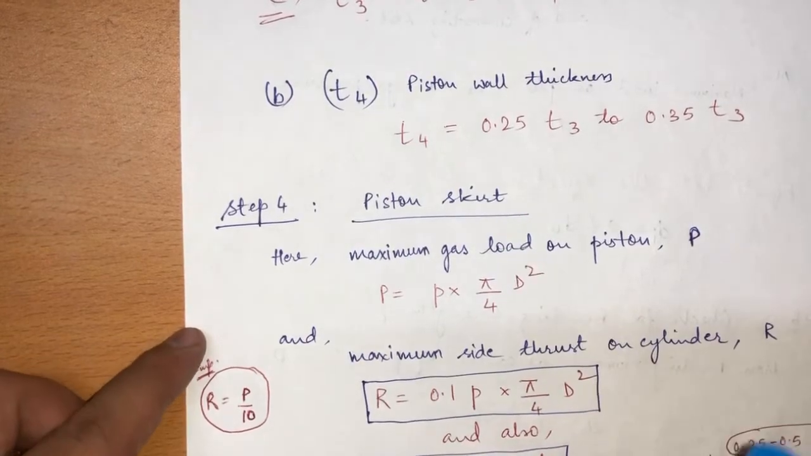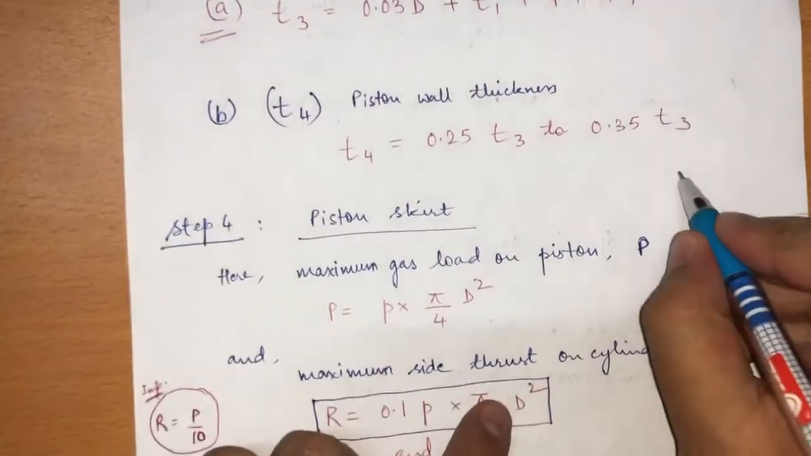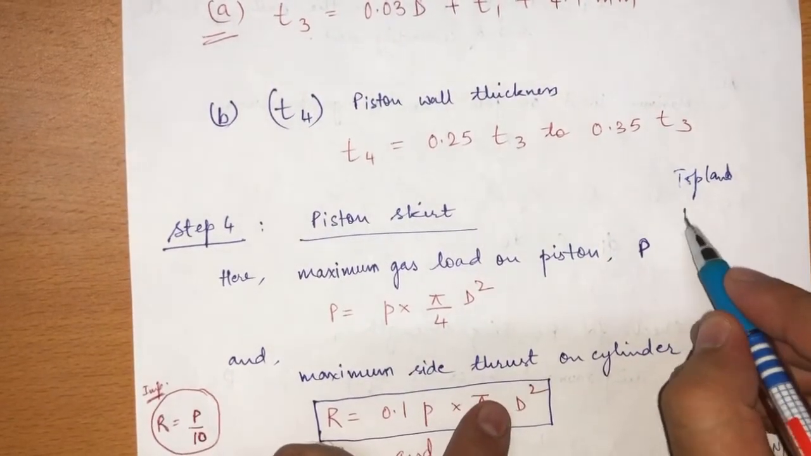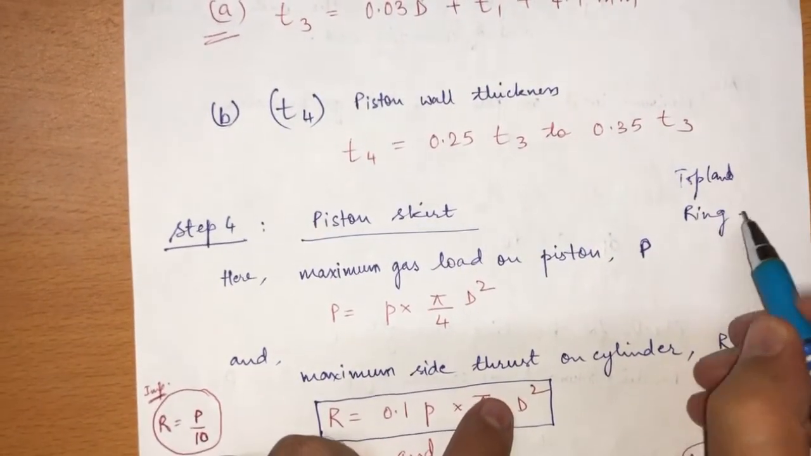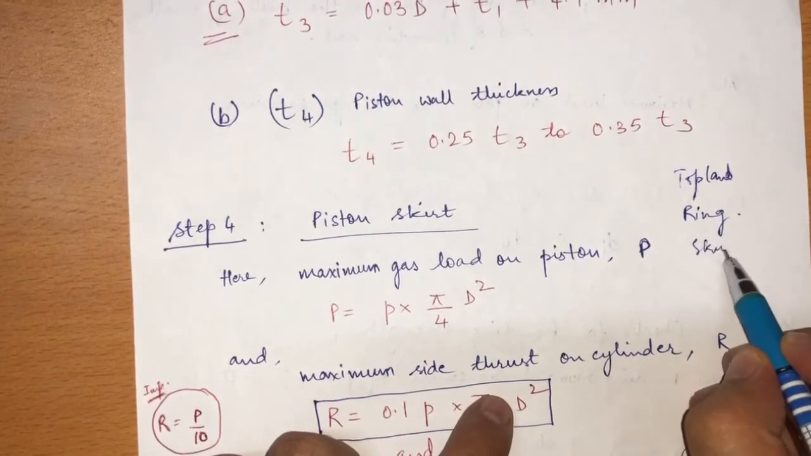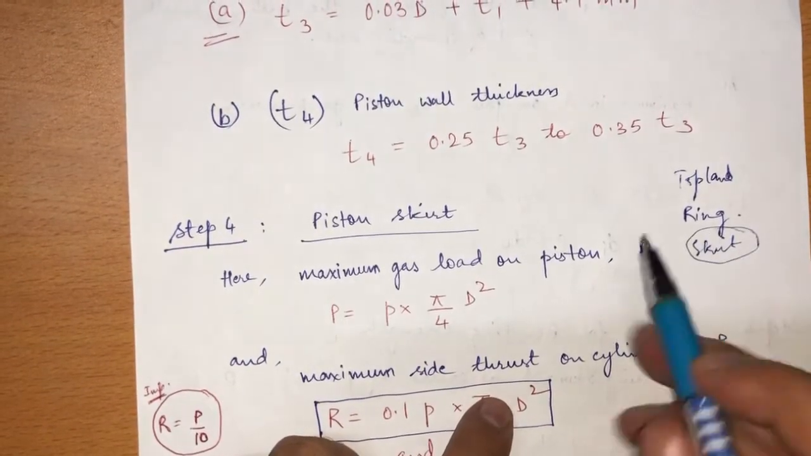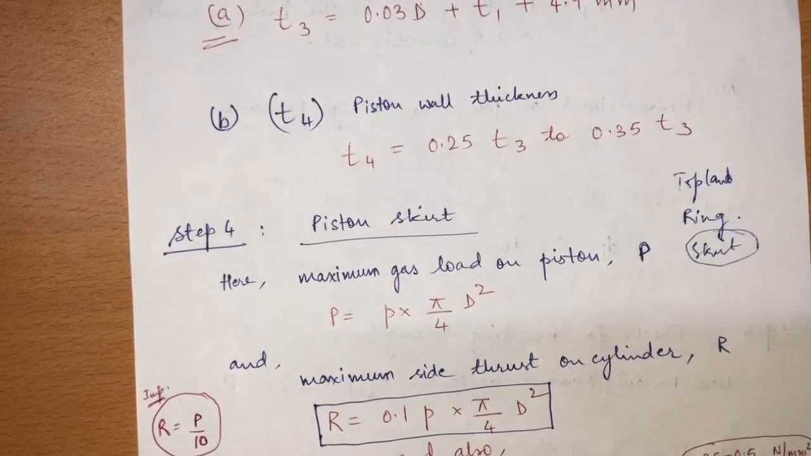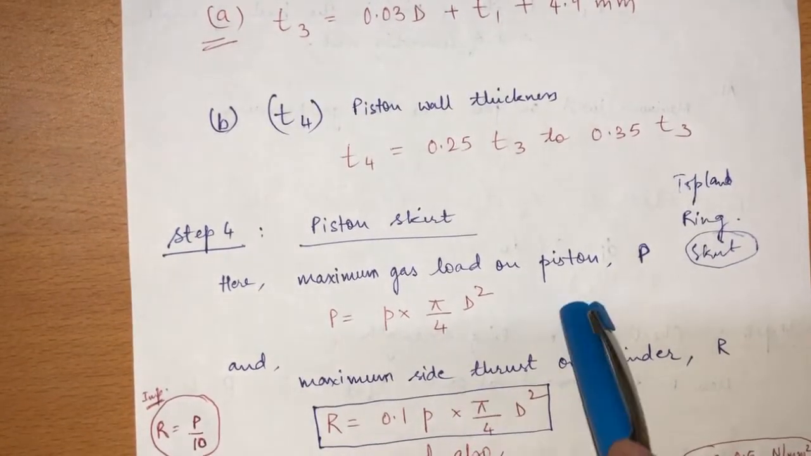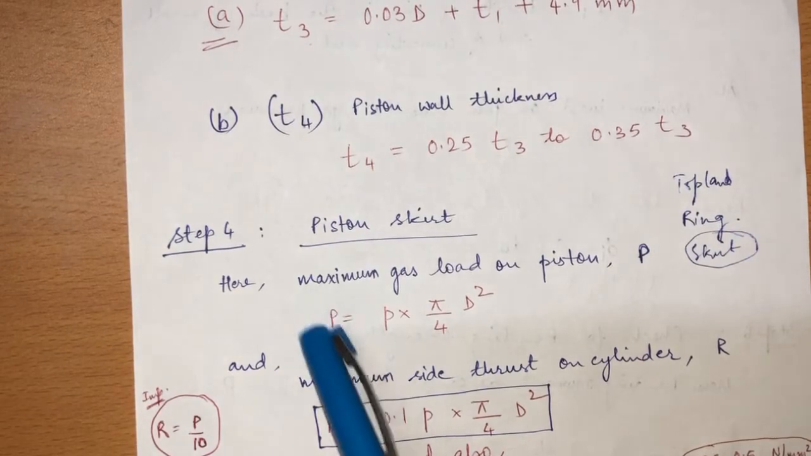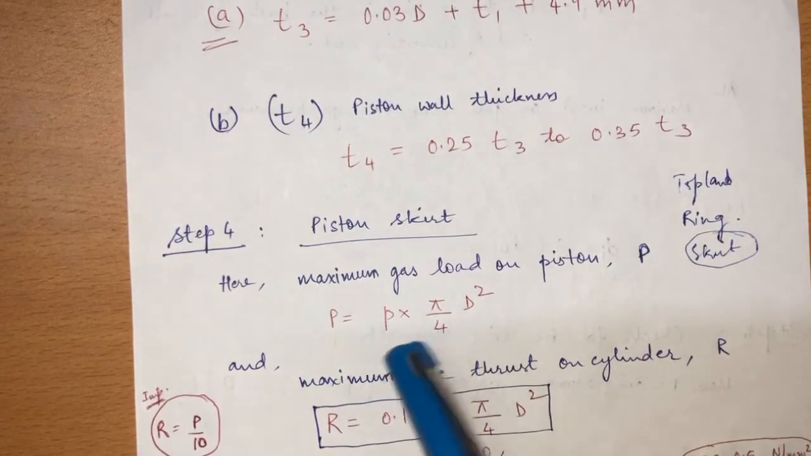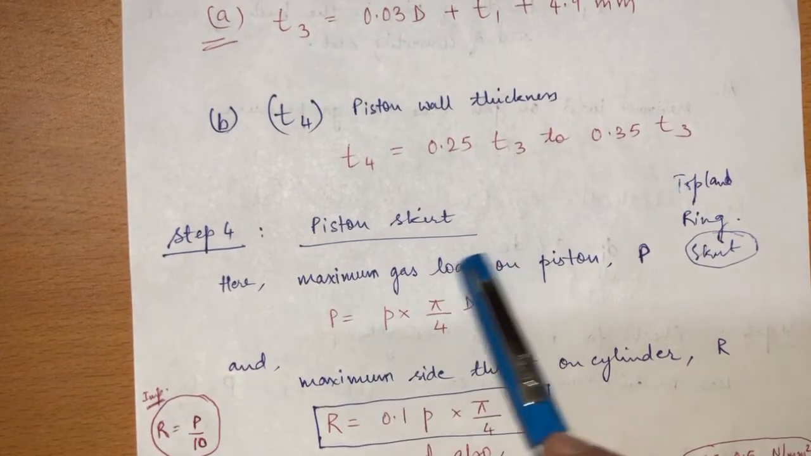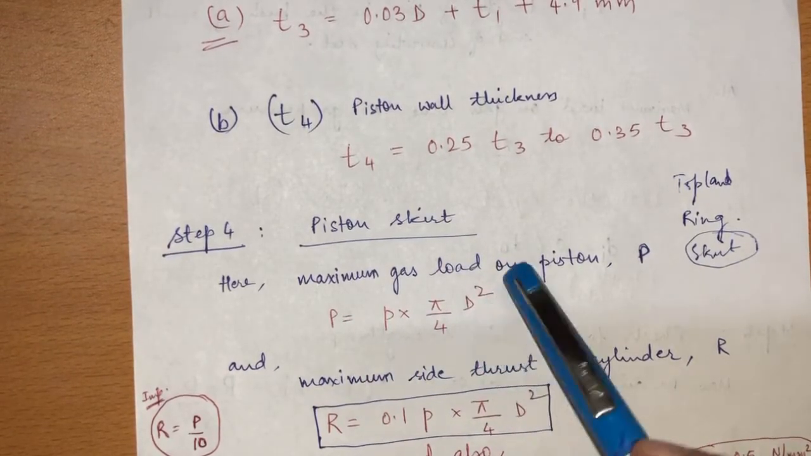The last part in the sense of, first we have top length, then followed by the ring section, and then followed by the skirt section. So we are talking about the skirt length. In skirt length, we know that there is a maximum gas load on piston represented by capital P, which has a relationship in terms of pressure into area. Pressure denoted by small p, and cross section area of a cylinder, which is a circle, as pi by 4 d square.